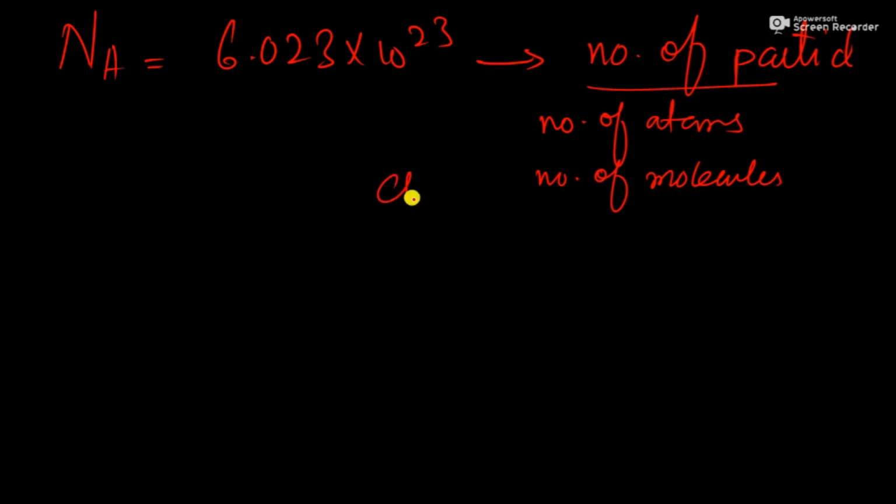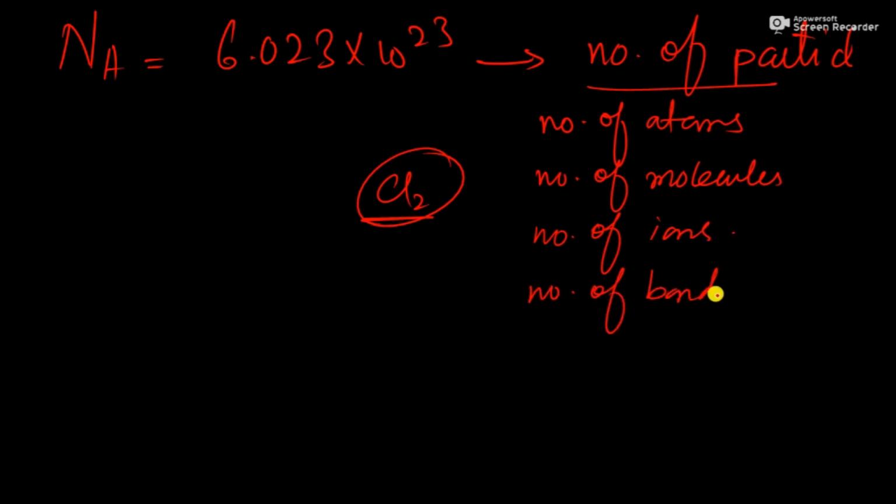For example, if you are talking about chlorine, we can take out the number of moles of chlorine, and if we multiply it by the Avogadro number, it tells us the number of molecules present in that mole. But we know that a molecule of chlorine contains 2 atoms, so we can also calculate the number of atoms by multiplying by 2. If we are talking about formula units of compounds, they contain positive and negative charges, so it can tell us the number of ions. It can even tell us the number of bonds. We can calculate all of these things by the Avogadro number.